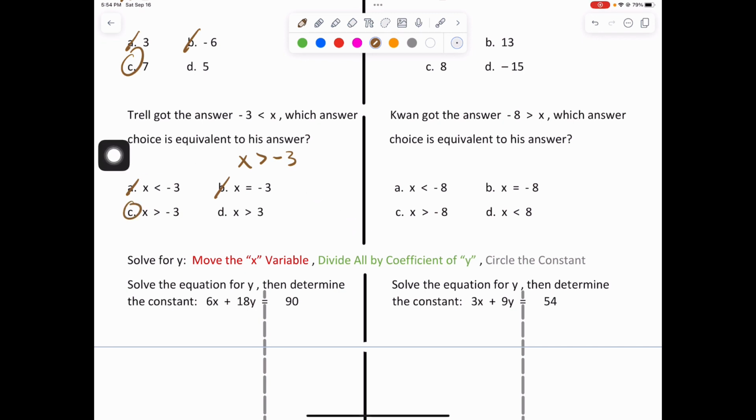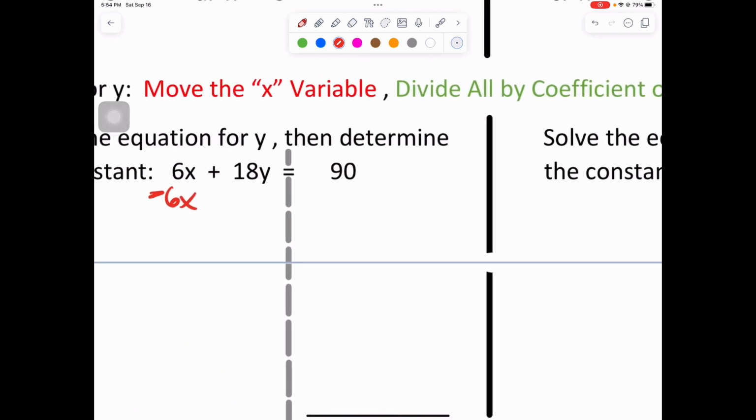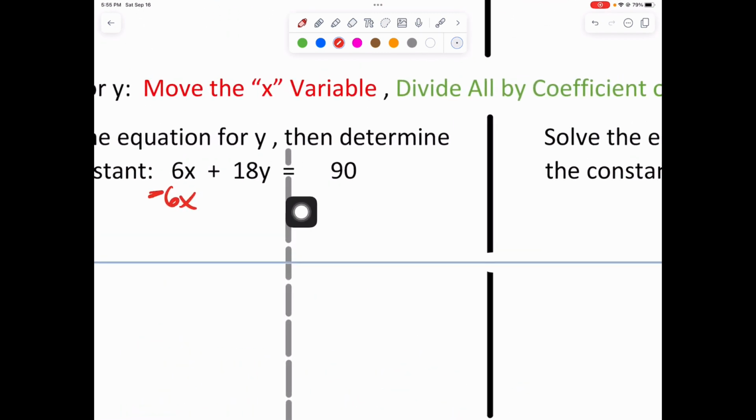Go ahead and pause the video. Try this one independently. All right, solve for y. Move the x variable, divide all by coefficient of y, circle the constant. Again, guys, we have now approached the game of inverse operations for some of these, okay? So solve the equation for y, then determine the constant. We need to get this 18y by itself, and what's hanging out with 18y? Yes, it is negative 6x. Now, keep in mind, for your review, I spaced it out. On your quiz, it's not going to be as spaced, so you may want to just rewrite the whole thing.